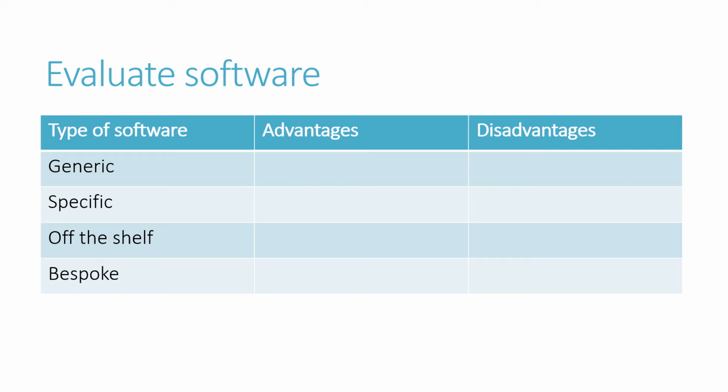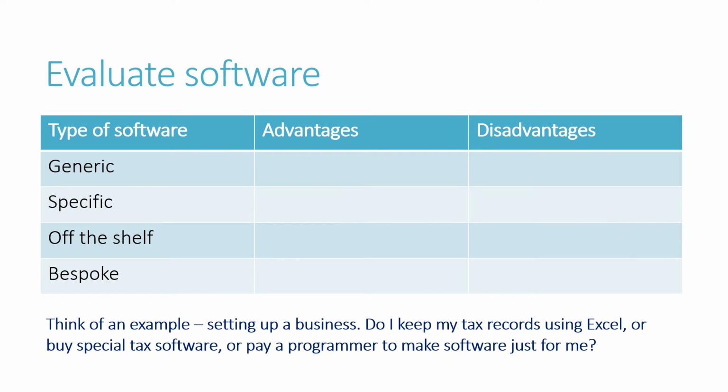So this task now is to copy this table into your book and fill in at least one advantage and one disadvantage for each type of software. To help you, you might like to think about an example.